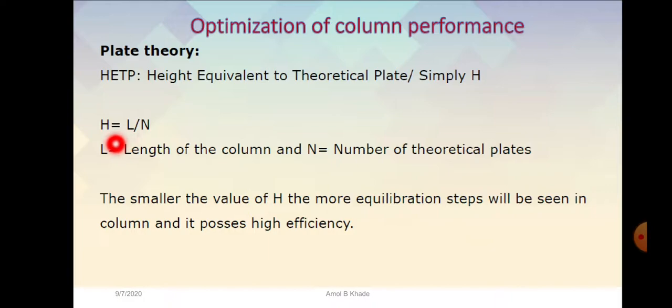Okay, so this H is nothing but L by N, where L is the length of the column and N is the number of theoretical plates. As we can see here, H is equal to L by N. So H and L have a direct proportion. As you increase the length of the column, we can accommodate a larger number of theoretical plates. And H and N have an inverse proportion. So the smaller the value of H, the more equilibration steps will be seen in the column, and it has a high efficiency.